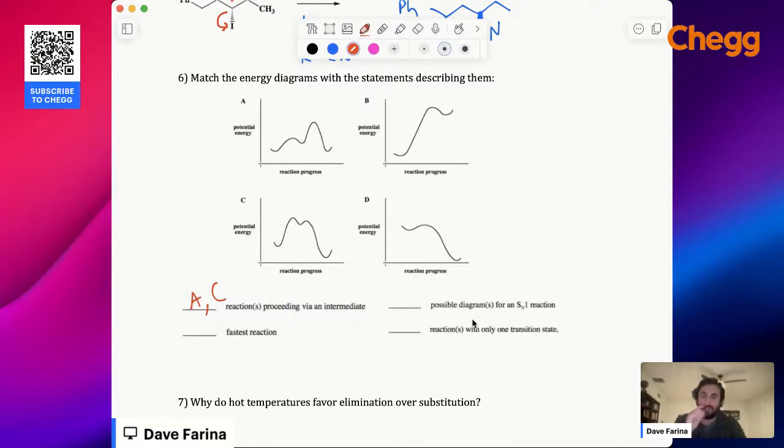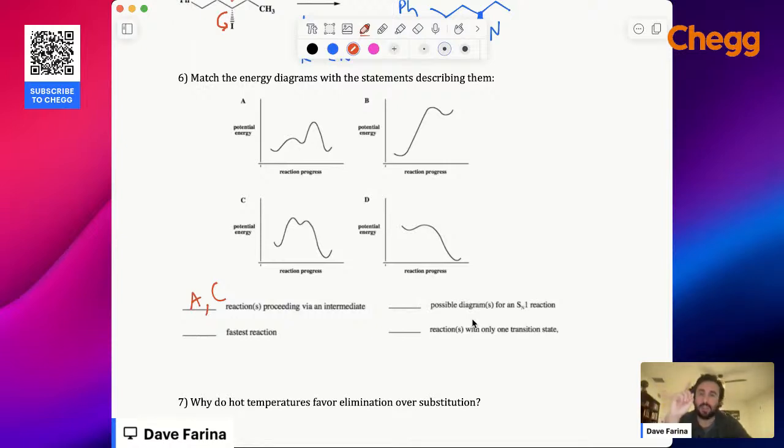In SN1, there are two discrete steps. First, the leaving group leaves. You have the unstable carbocation intermediate. Then the nucleophile coordinates. Two different steps. Each will have its own activation energy, and the carbocation formation is the rate determining step. That one is the more energetically unfavorable step.